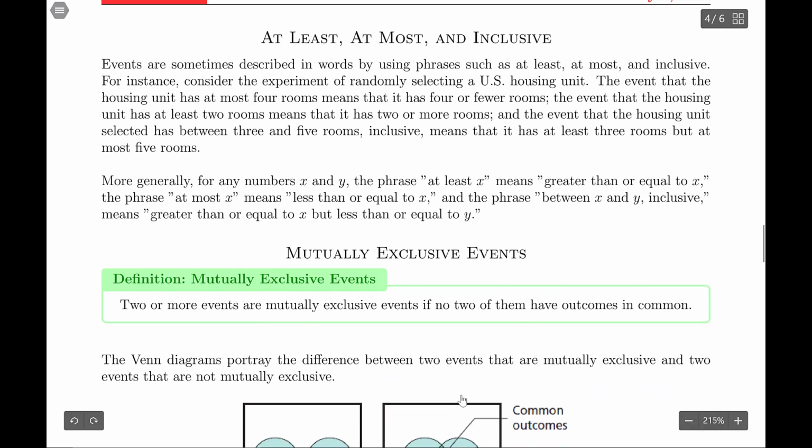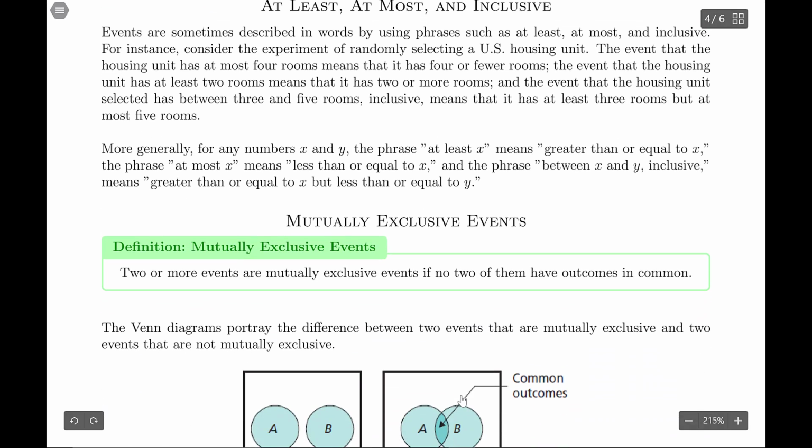All right. Now we get to some terminology that sometimes throws people off, and this is where we talk about at least, at most, and inclusive. And we sometimes use phrases to describe these scenarios, and those phrases are usually at least, at most, and inclusive.